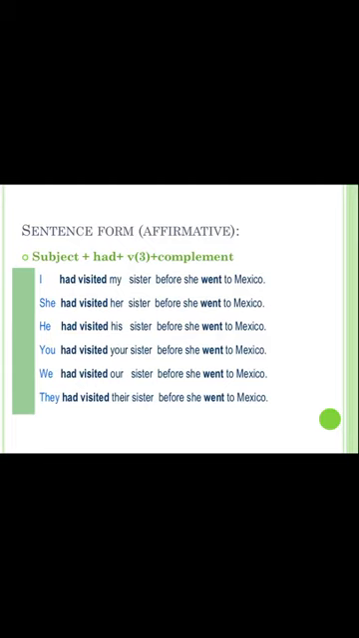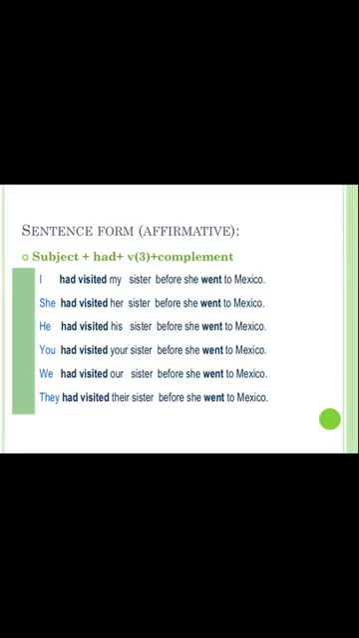We have the subject plus had plus verb 3 plus complement. And it doesn't matter if the subject is a plural or a singular. We use had with all the nouns and all the pronouns. For example, I had visited my sister before she went to Mexico. So, had visited, past perfect, went, simple past.